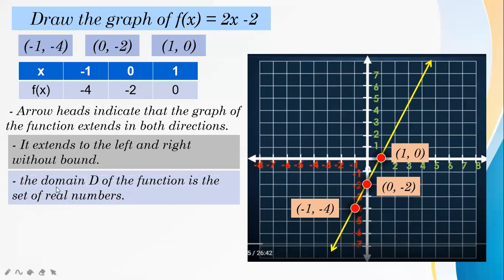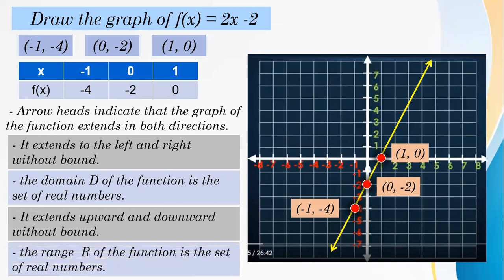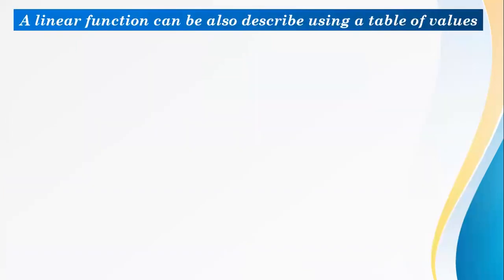And then the domain D of the function is the set of real numbers. So we have the domain is a set of real numbers. It extends upward and downward without bound. And the range R of the function is the set of real numbers. So your domain and range are the set of real numbers. So this will be the graph.